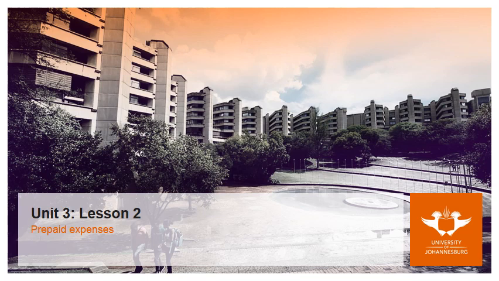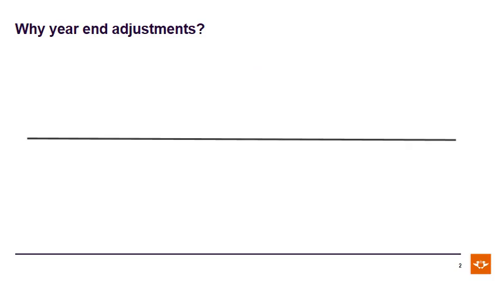This is Unit 3, Lesson 2, and let's have a look at prepaid expenses and what it entails. But first, let's understand together why we need to make year-end adjustments. Mistakes happen in the recording of transactions: wrong accounts, wrong amounts, etc. So we need to correct the mistakes and therefore have correcting entries.